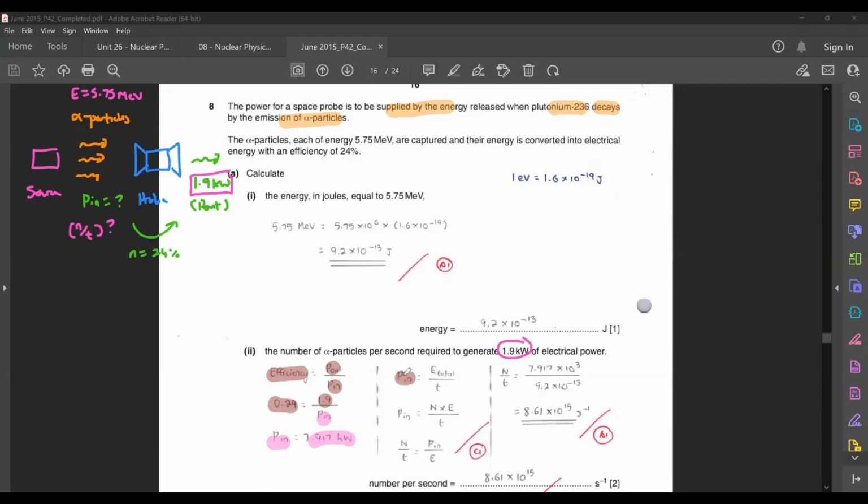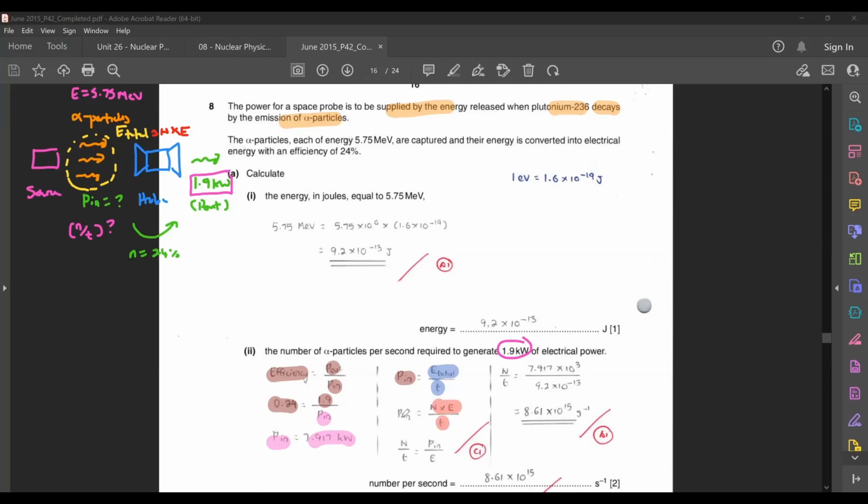Then from your input power part, the input power is actually your total energy divided by time. So here, for this group of alpha particles that you have, their total energy is actually supposed to be equals to the number of alpha particles times the energy of one alpha particle. So that's why here it is n times E.